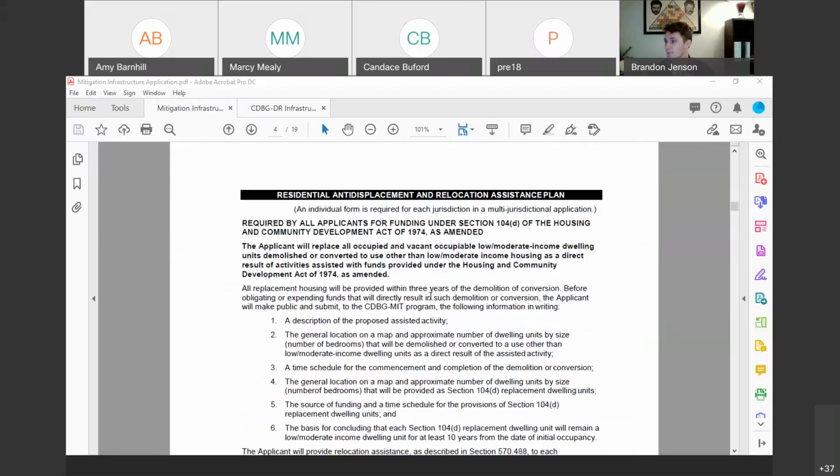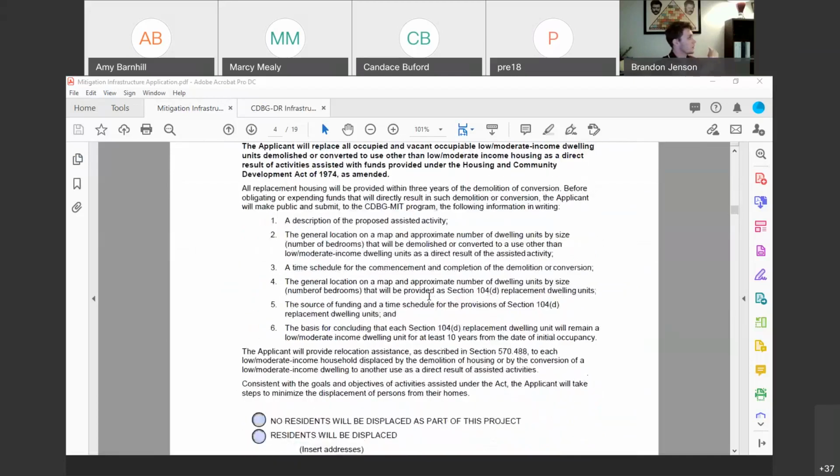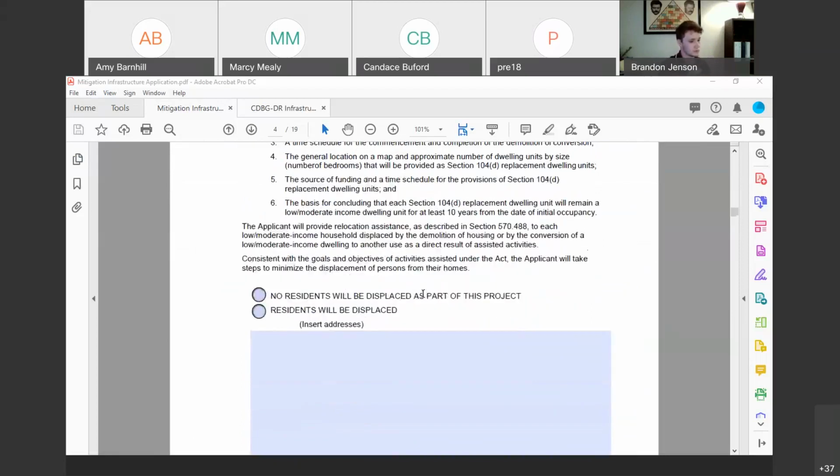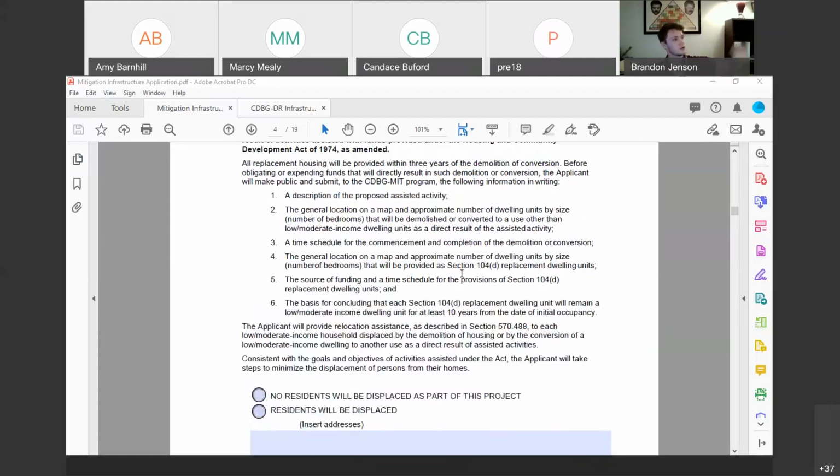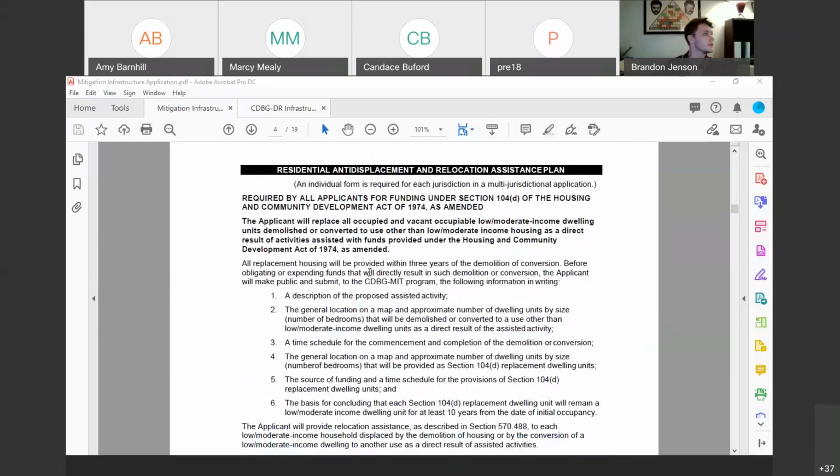Moving right along, Residential Anti-Displacement and Relocation Assistance Plan. Again, for those of you familiar with our program, you would recognize this form, and it would normally have a signature requirement. We have tried so hard to trim the fat on these applications and not require 17,000 signatures across the whole application. So we have included this as well as several other certifications in this final page of this 19-page application.